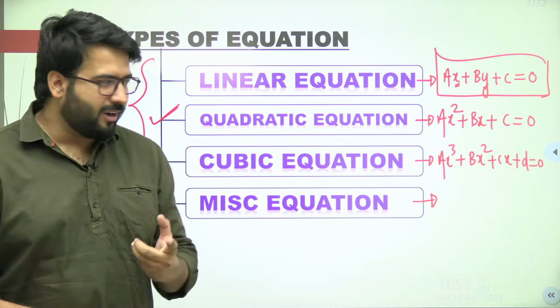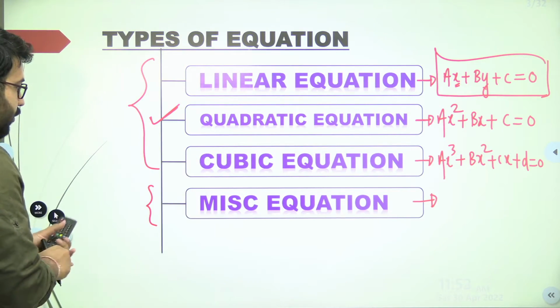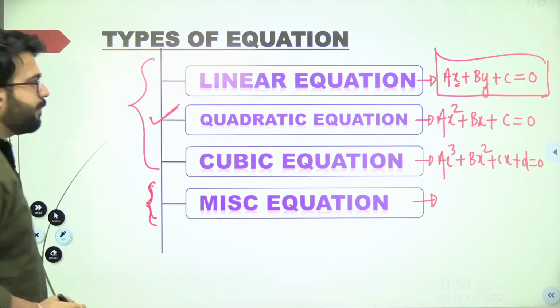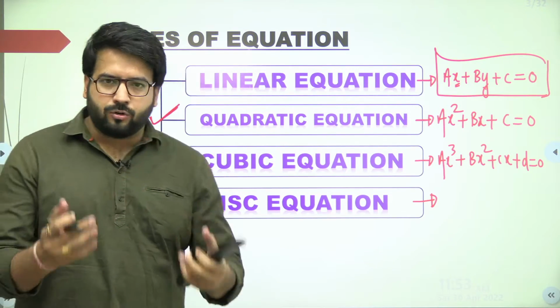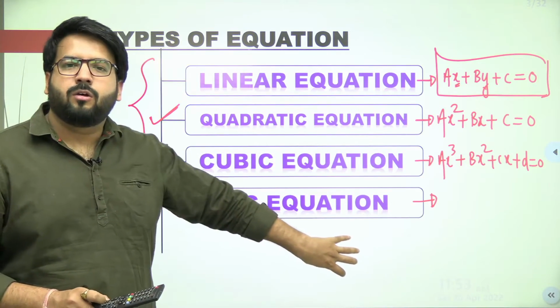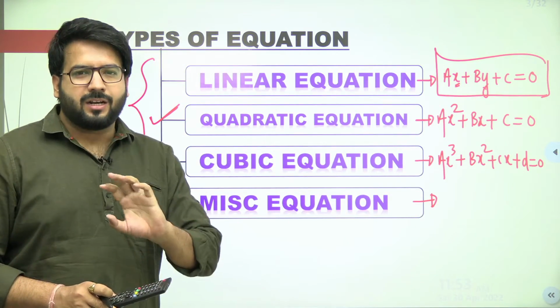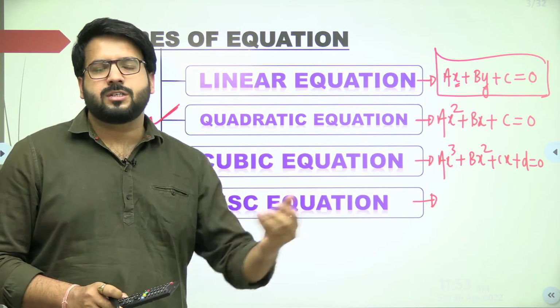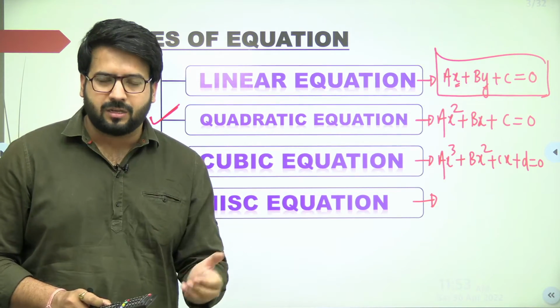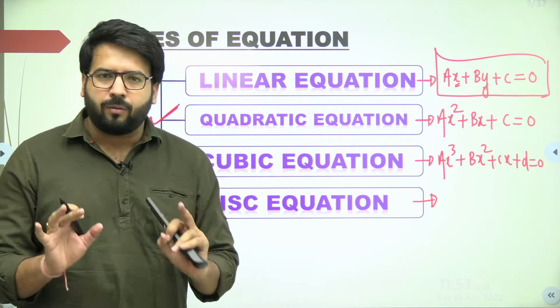I hope you are getting my point. Okay? So what is the difference between these and these equations? I told you this equation may be a 4-degree, 5-degree, or 6-degree equation, but generally 4, 5, 6-degree equations are not asked in the examination. So what is the meaning of miscellaneous equation?